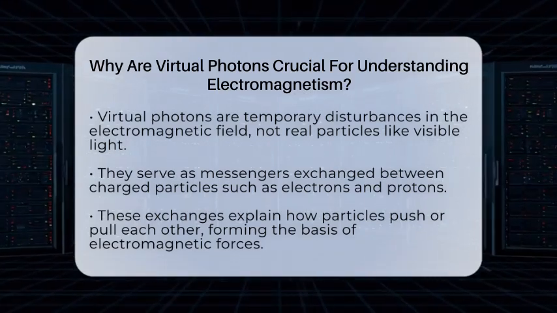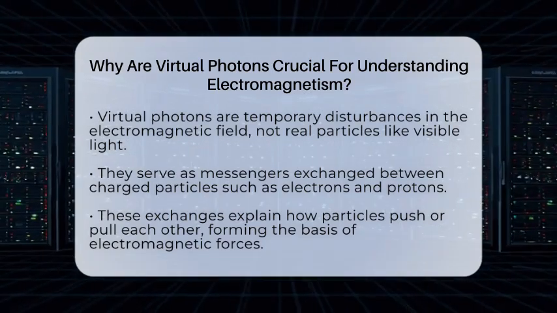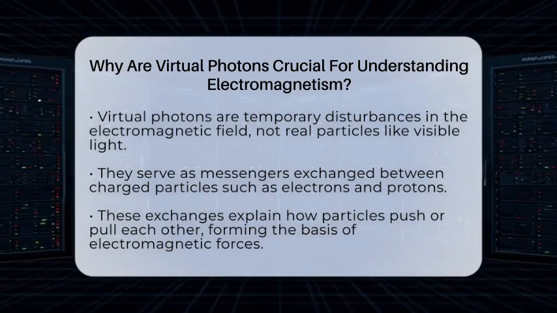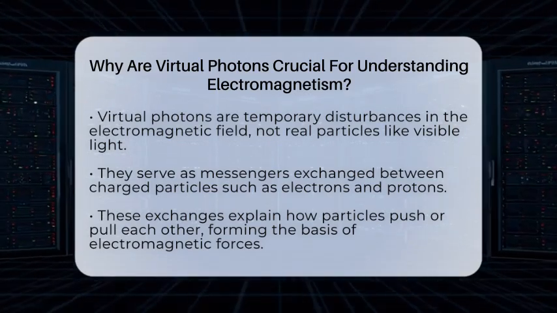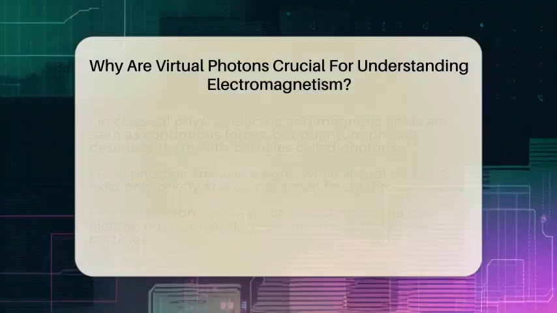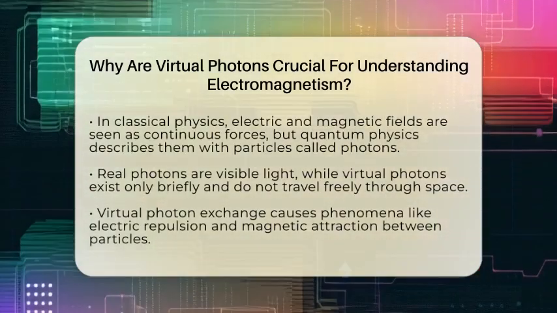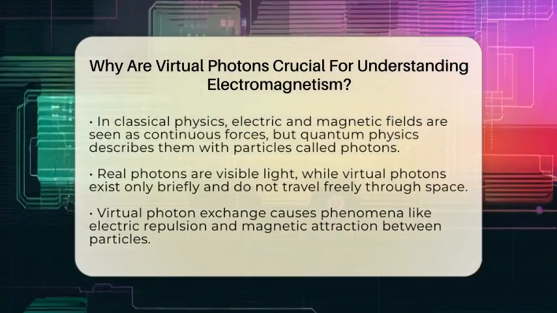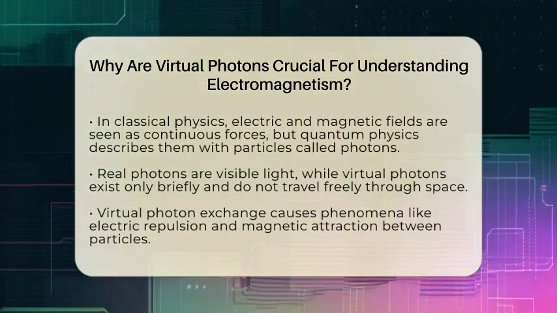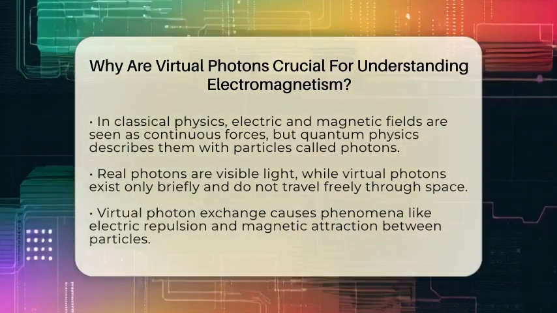In classical physics, we think of electric and magnetic fields as continuous forces spread out in space. But in quantum physics, these fields are made up of tiny particles called photons. Real photons are what we see as light, but virtual photons are different. They exist only for a very short time and do not travel freely through space. Instead, they act as the messengers that transfer energy and momentum between charged particles.